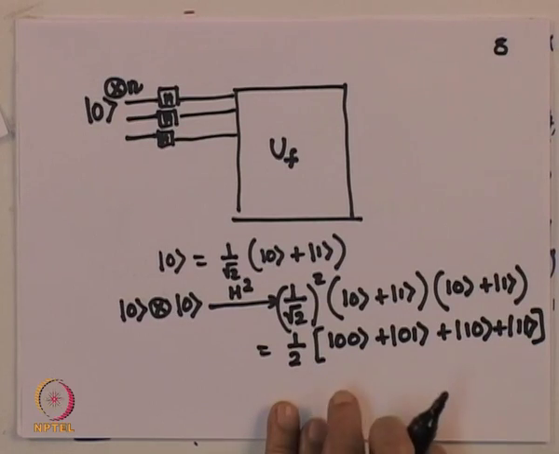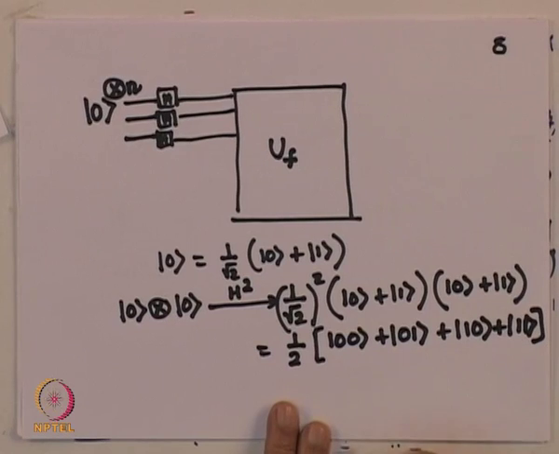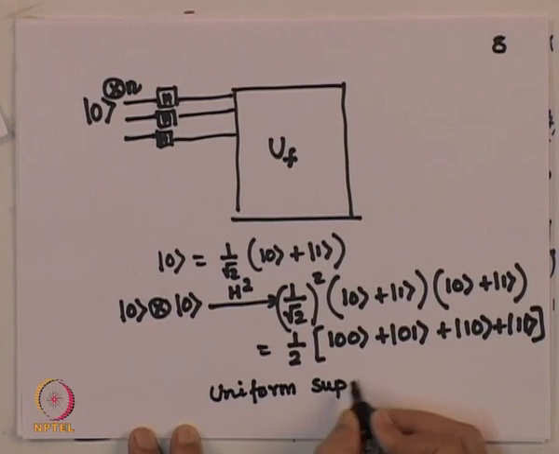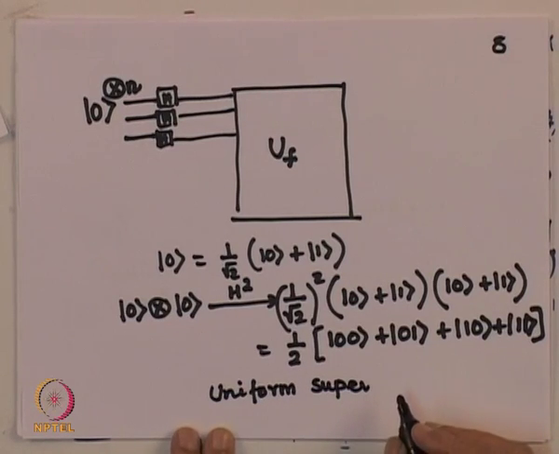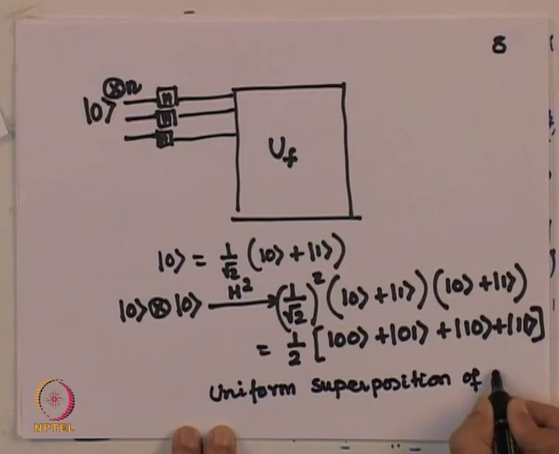Remember, the single qubit basis states are |0> and |1>. The 2 qubit basis states are |00>, |01>, |10> and |11>. So this is the uniform superposition, uniform meaning each one of them comes with the same strength. Uniform superposition of 2 qubit basis states.